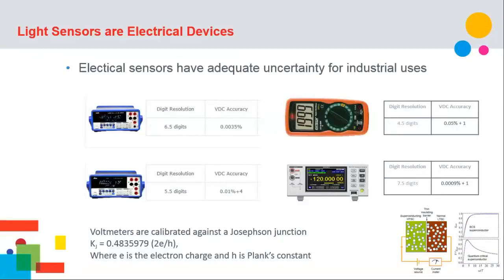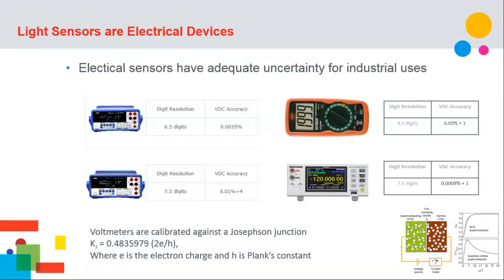The reason is because voltmeters are calibrated against a Josephson junction. In a Josephson junction, shown here, the constant K is equal to 0.048 something, 2 times the charge of the electron over Planck's constant. That's a fundamental law of physics. There's no question what those values are. It's absolutely etched in stone.